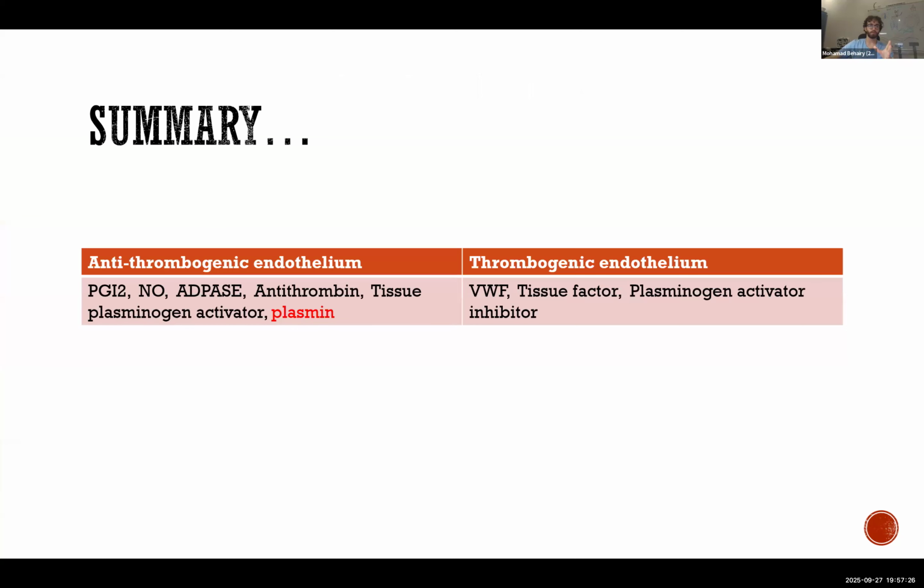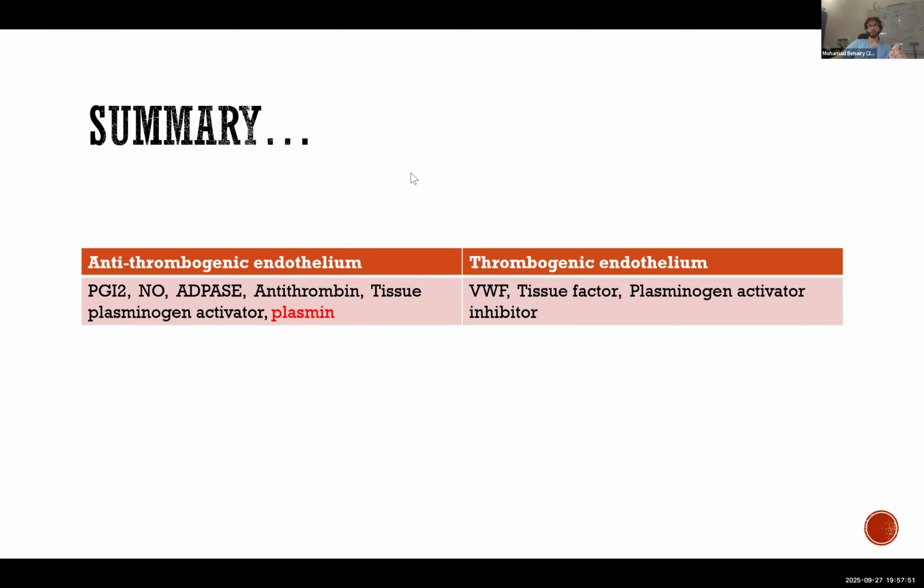As a summary, this is a table for you guys. Antithrombogenic endothelium. How is the endothelium going to stop itself from having clotting and coagulation? With prostacyclin, nitric oxide, ADPase, plasmin, all of the things we talked about. Is it enough to memorize all the TPA? TPA is enough. Even UPA, you don't really need it.